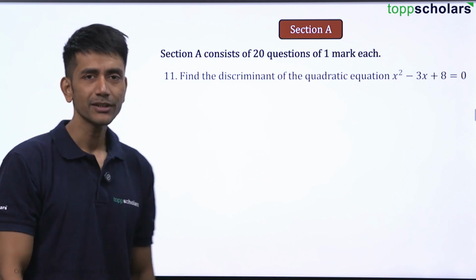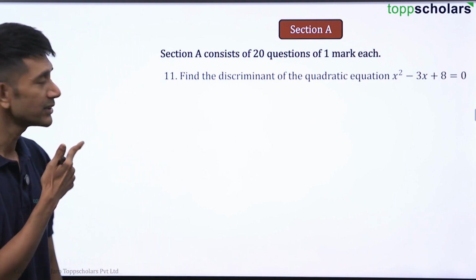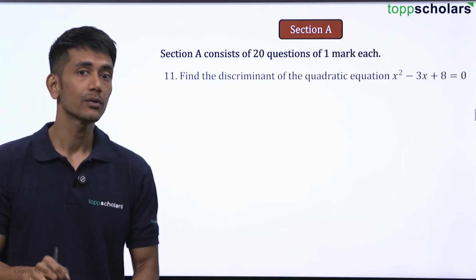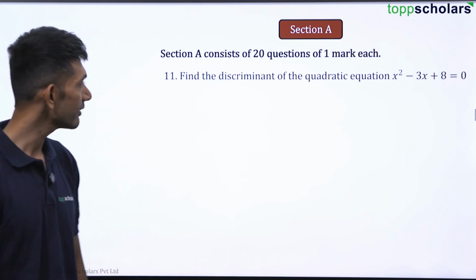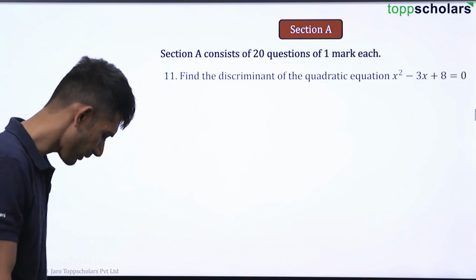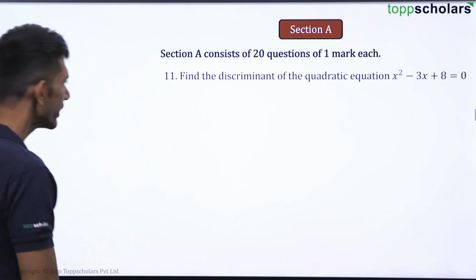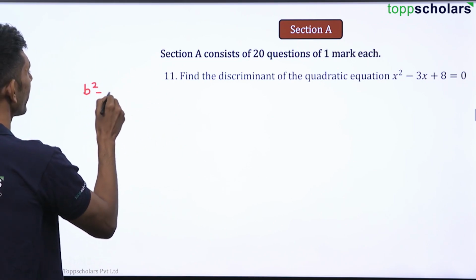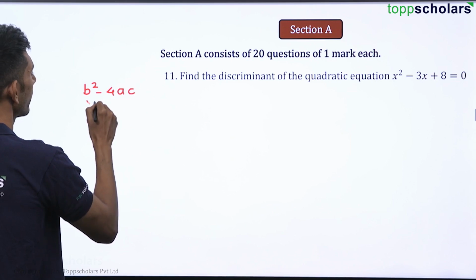Okay, now comes the new question. See, second question which is based on discriminant. First question we already did where we were supposed to find out the roots of the quadratic equation. This says find the discriminant of the quadratic equation x square minus 3x plus 8. Now what is the meaning of discriminant? Discriminant is nothing but the value of b square minus 4ac, correct?